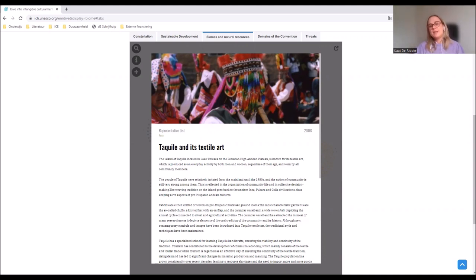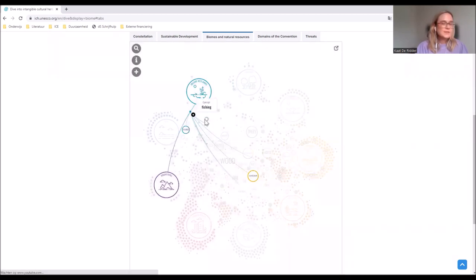Rising demand, on the other hand, has led to significant changes in material, in production, and in the meaning of the art. In this case, of course, it is very much linked to the concepts of the mountains, inland wetlands, and agriculture as well.